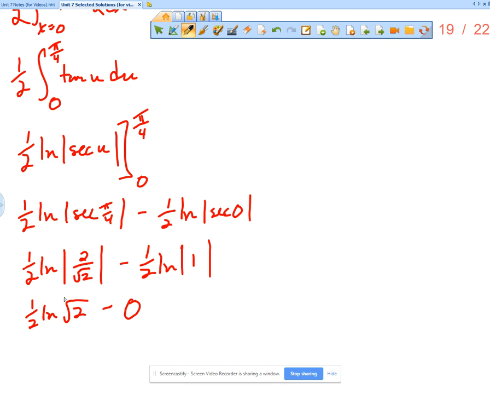But square root of 2, well, I can rewrite that as 2 to the 1/2, and so I can bring the 1/2 in front, so 1/2 times 1/2 is 1/4 the natural log of 2, which is the answer on the answer sheet. But you could also have the natural log of the 4th root of 2, and that would be equivalent as well.